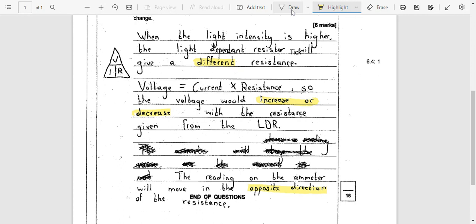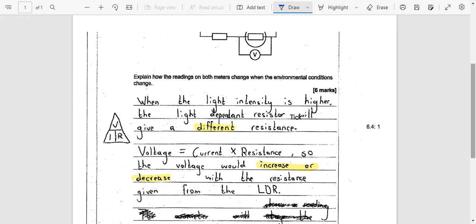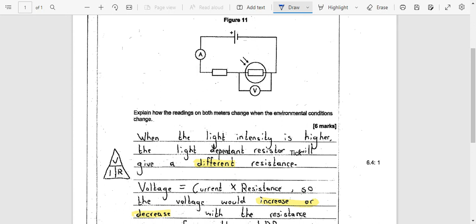The 1 mark comes here. If you actually look, you can see where they've typed the word tick. That's because it's marked on a computer, so that's how it appears when it's then printed. They've got that mark for saying when the light intensity is higher and identifying the component as a light dependent resistor.